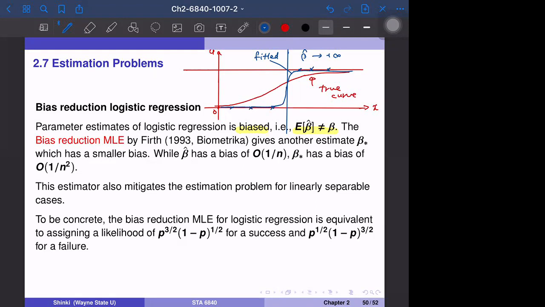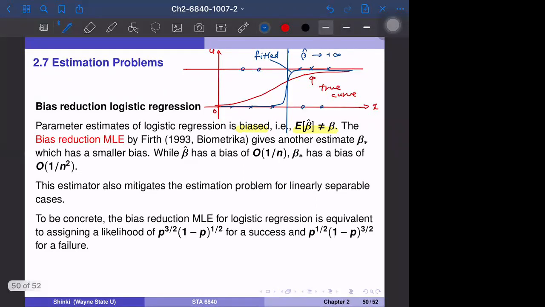And you can see that we have a very small probability that beta hat goes to negative infinity. Of course, the observations are here, here, and here. It goes to negative infinity, but this does not happen often under the true curve. So the idea is that if we reduce this bias, then we can automatically solve the problem that happened in the previous video. The bias reduction MLE was proposed by Firth in 1993 in Biometrika.